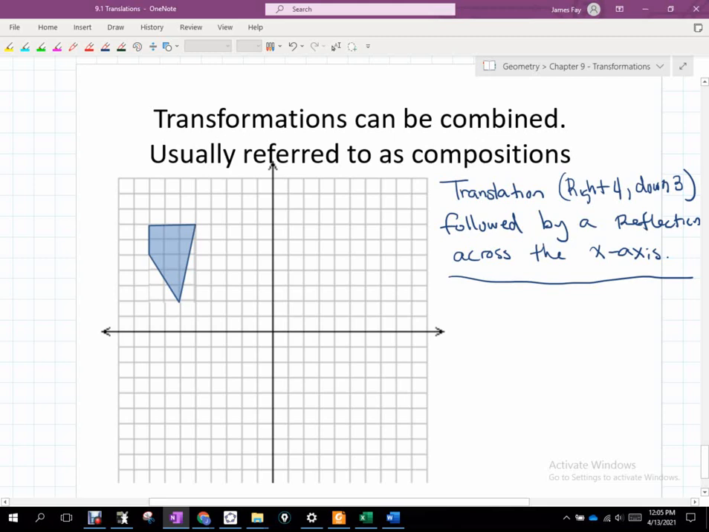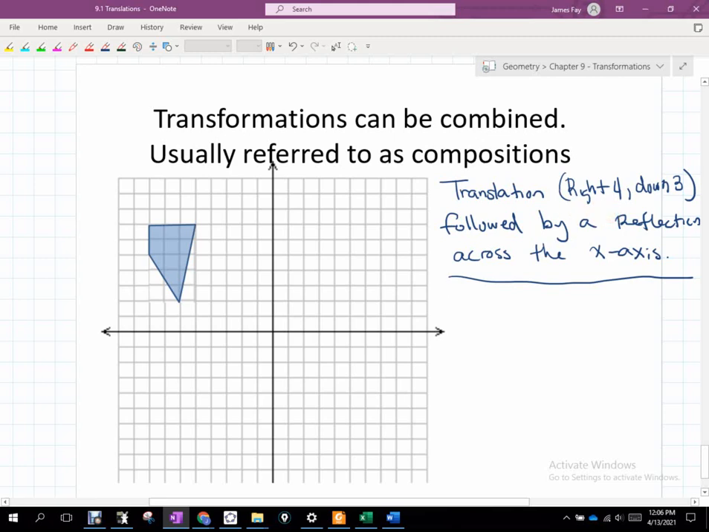When you compose something, when I compose music, when I compose a paper, I'm putting multiple things together to get a final product. Okay. We do the same thing with functions. We can compose functions. There's some notation that has to be done here, okay? The way I've written this by hand says you're going to do a translation right 4, down 3, followed by a reflection across the x-axis. That's pretty straightforward on what has to be done first, correct?